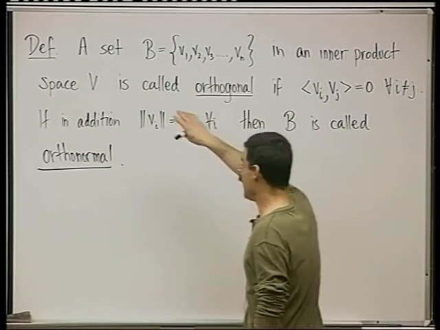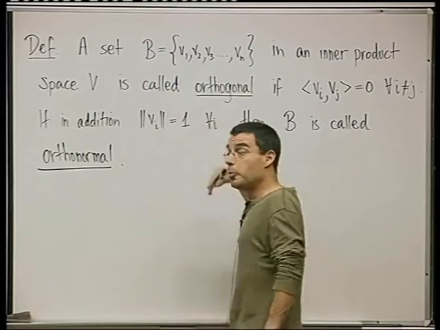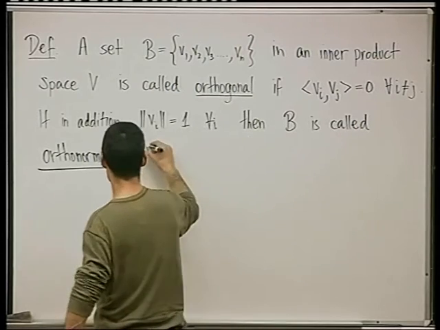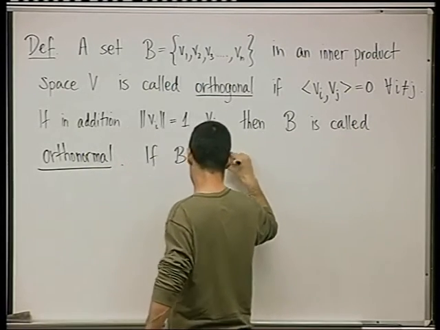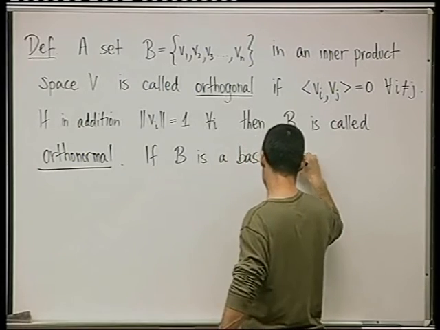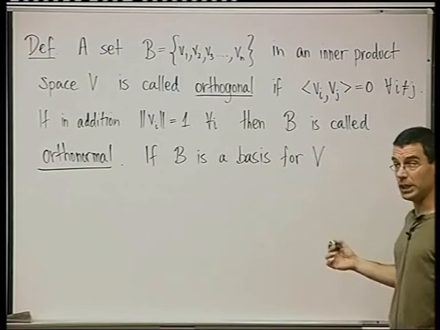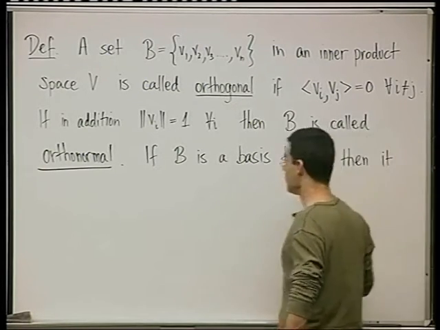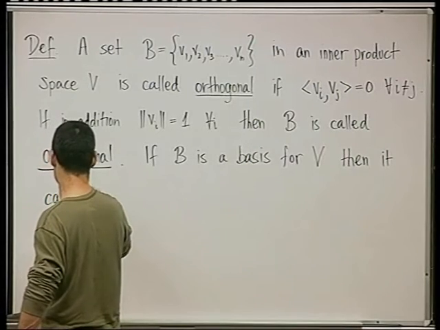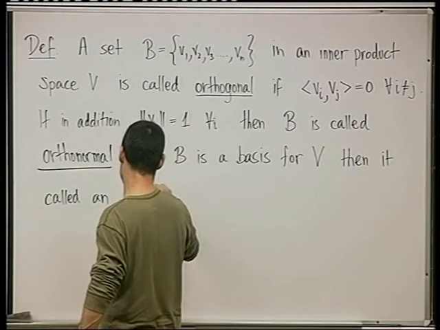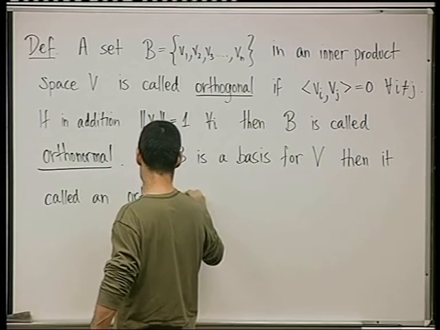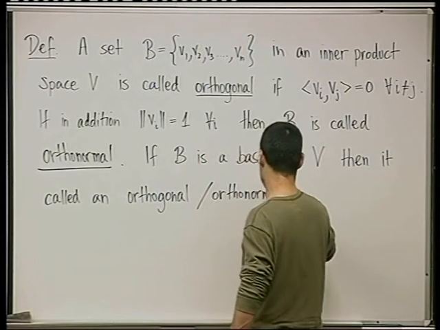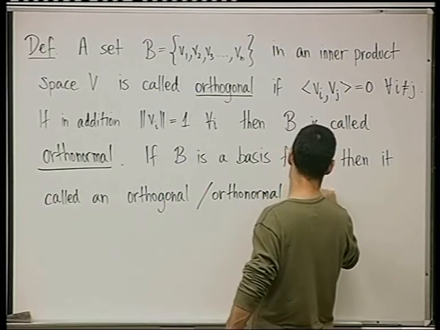Furthermore, here I just said this is a set. But if it's more than just a set, if it's a basis, and I was hinting at that by calling it B, if B is a basis for V, linearly independent and spans the entire space, then it is called an orthogonal basis or orthonormal basis. Orthonormal basis.